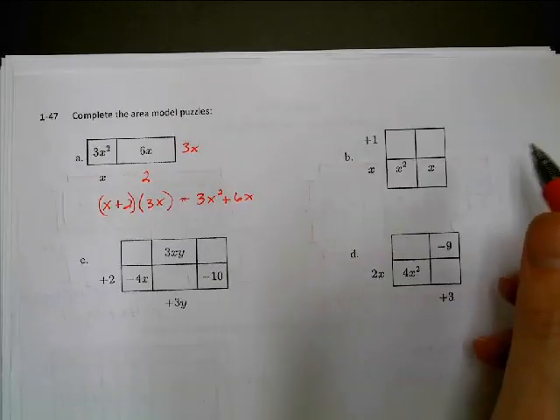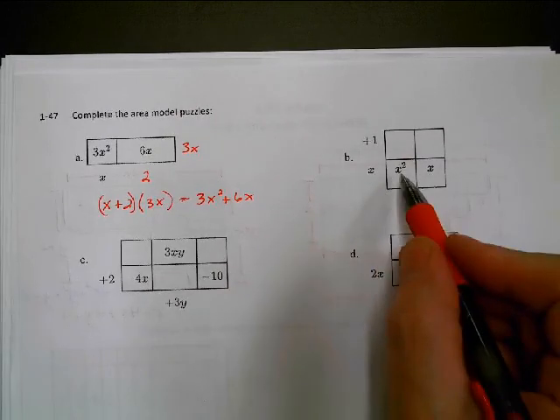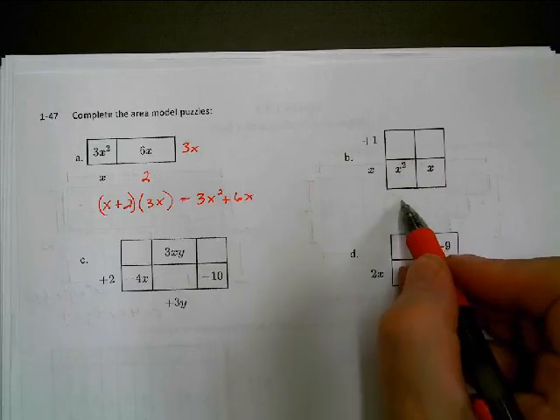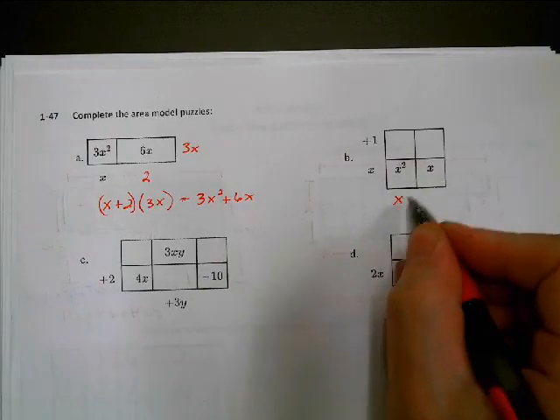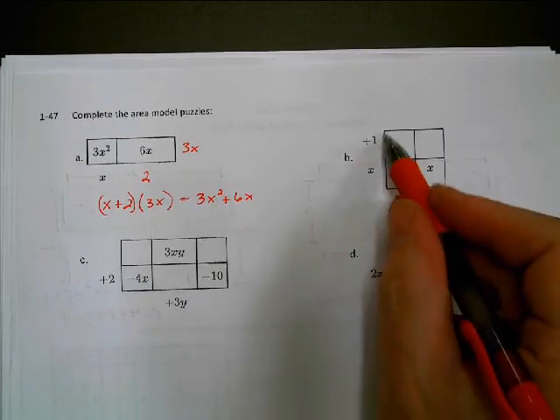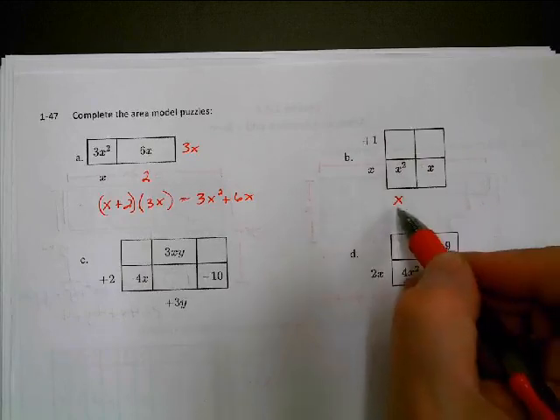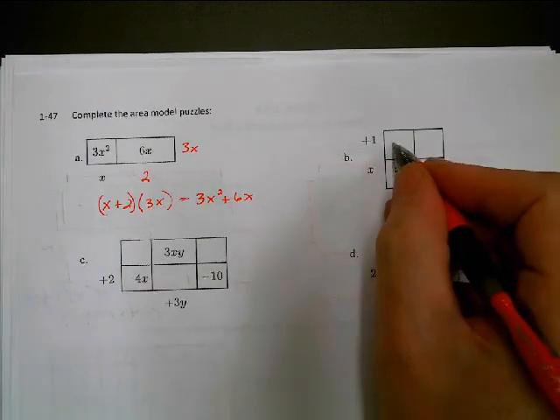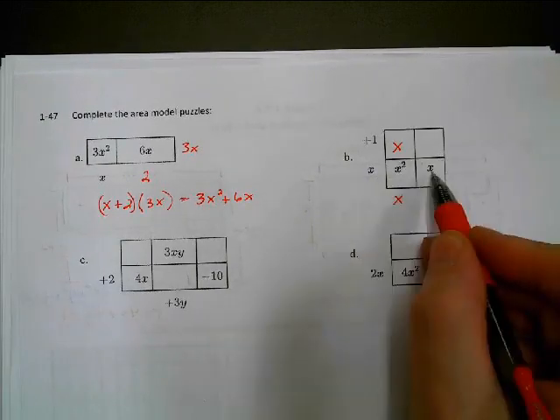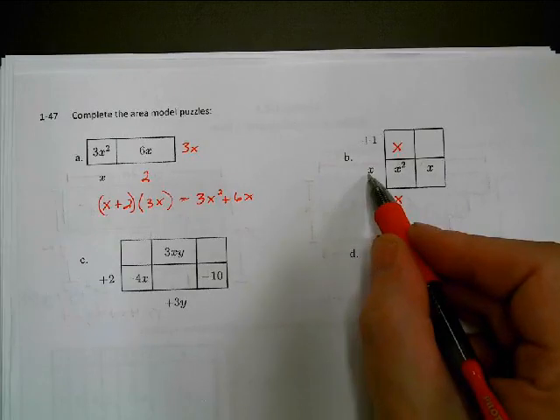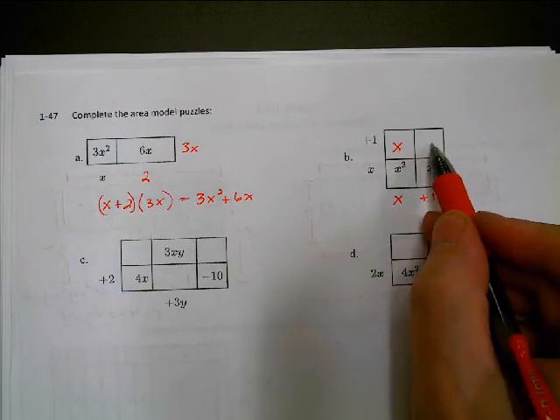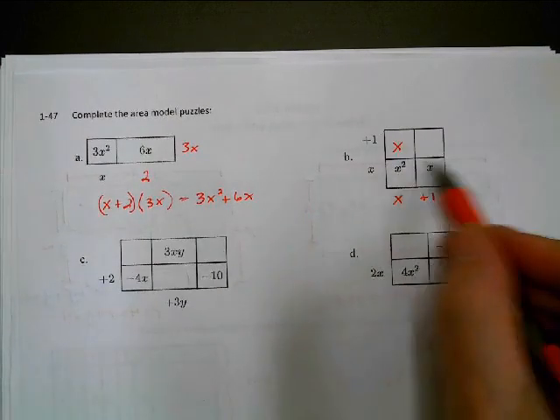I've got x squared down here, and this part is x. So x times what is x squared? This has to be x. Okay, now since this is 1 and this is x, 1 times x here, x times 1, this should be 1x, or just x. Okay, this is x, and this is x. So what do I multiply x by to get x? I multiply it by 1. And then this last box here, this is 1, and this is 1. So 1 times 1 is 1.